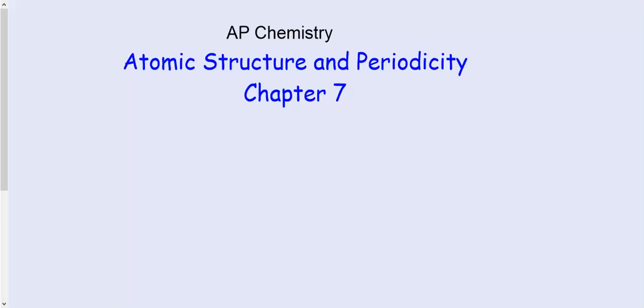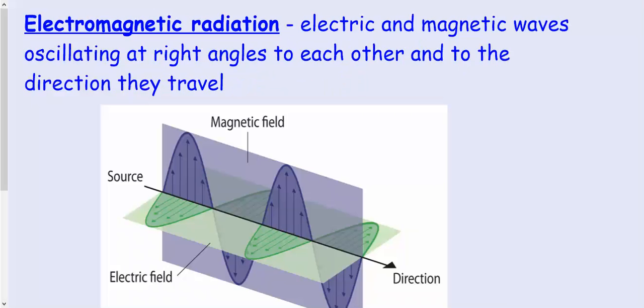Sections I hope to cover today, and that will be homework 1 through 8. Radiation is just a magnetic field and an electric field oscillating at right angles to each other and at right angles to the direction they travel. All electromagnetic radiation is the same thing. The only difference between one and another is the wavelength and the frequency.